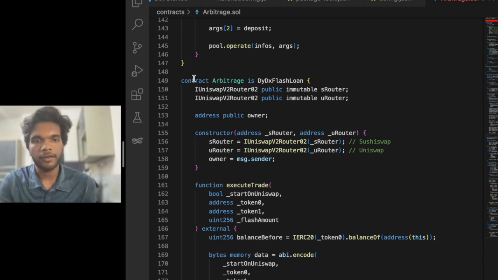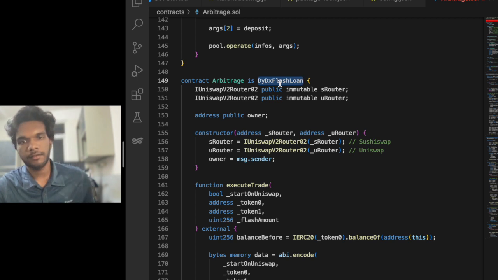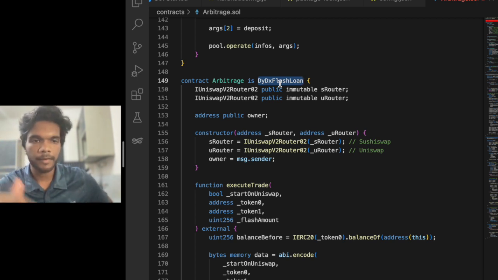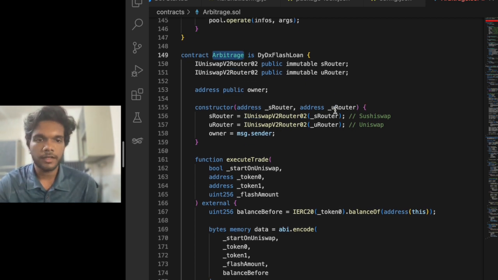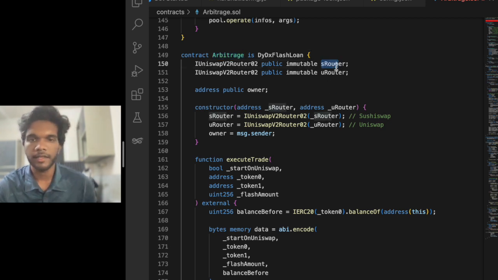So everything above this is a kind of library. I copied it from the documentations, right? So we are inheriting from the dYdX flash loan. That is what we copied above, that's the thing. And the name of the contract is going to be arbitrage. And as I said, we are going to use two routers, Uniswap router as well as SushiSwap router. S router means SushiSwap and U router means Uniswap.